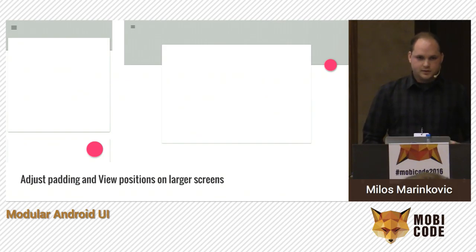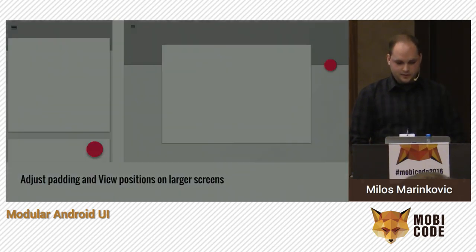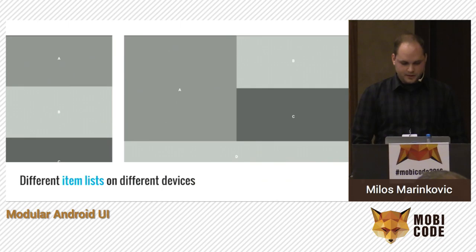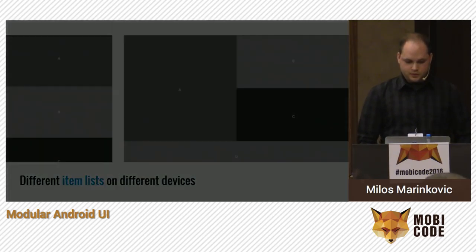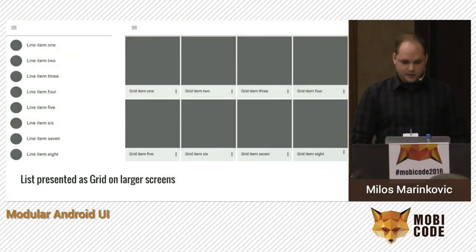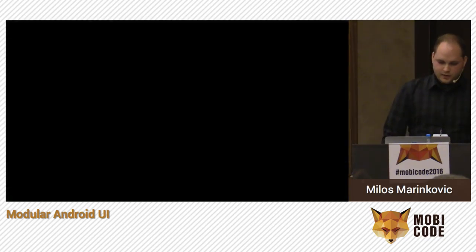I like styles, so I would do more styles, less layouts. Next up is showing different item lists on different devices. So if you have a lot of space, you can just reflow. You can show the items differently, like here. So if you have more space, why not show more content?